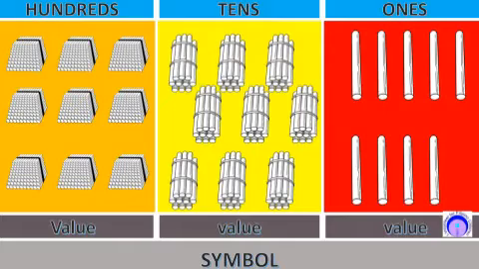The value is 9. Now let's proceed with the place value tens. There are 9 pieces of bundles of 10 pieces each. So what is the value? The value is 9 times 10, which is 90. Let's move on with the hundreds place.